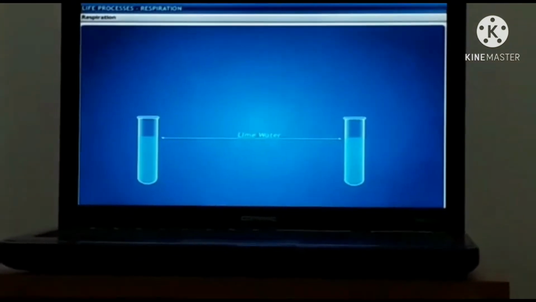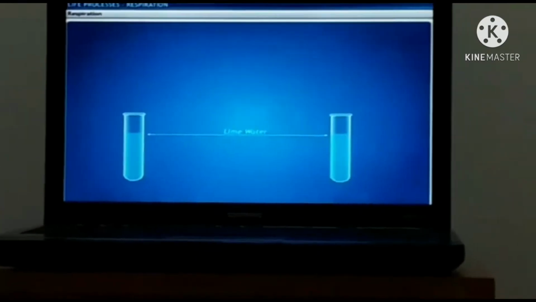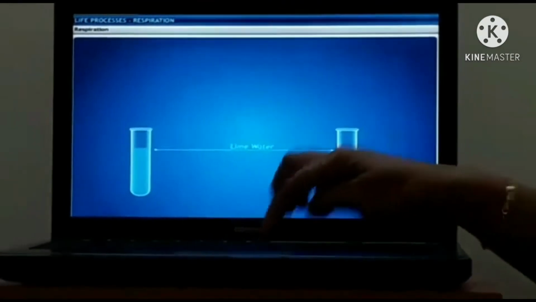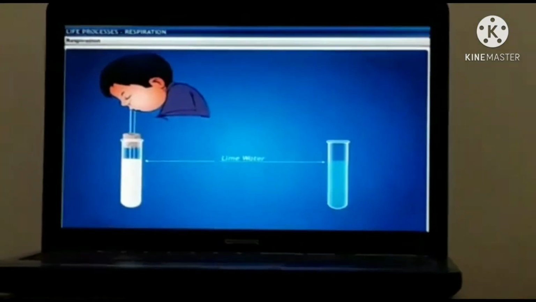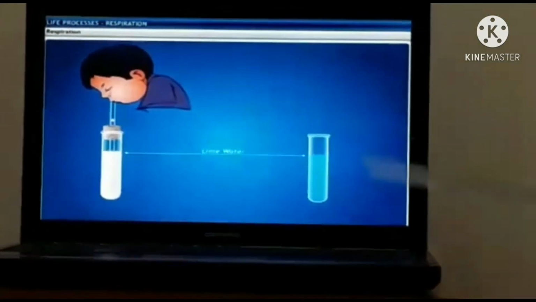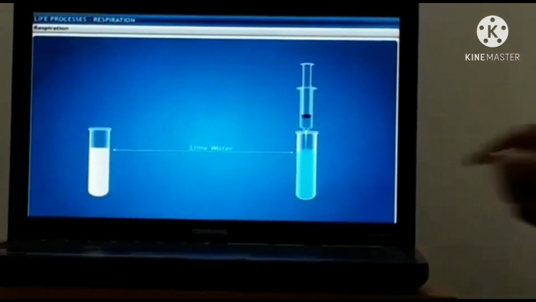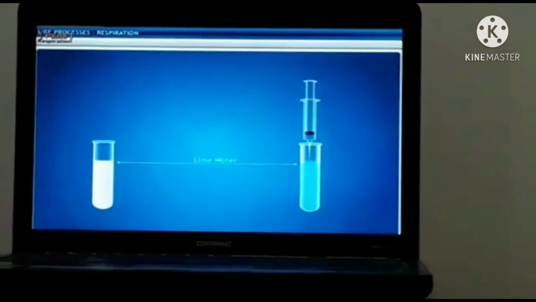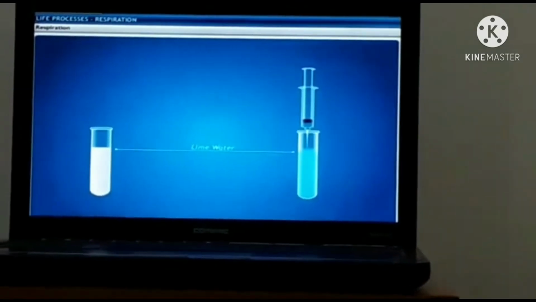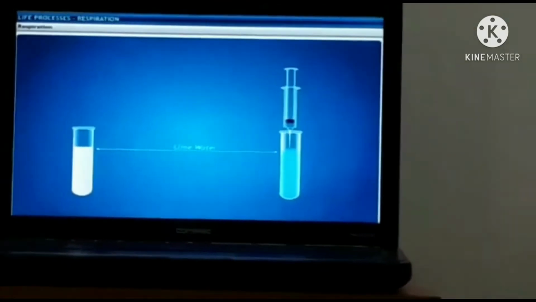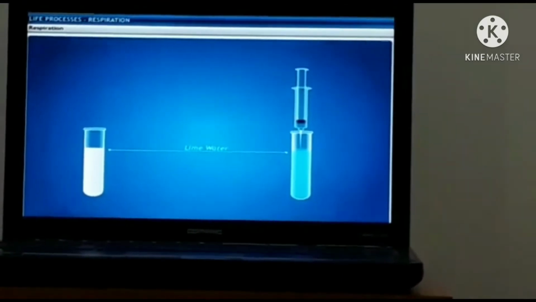Take two test tubes which contain freshly prepared lime water. Blow air in the first test tube, and in the second test tube pass air by using a syringe. In the first test tube, the lime water turned milky immediately.